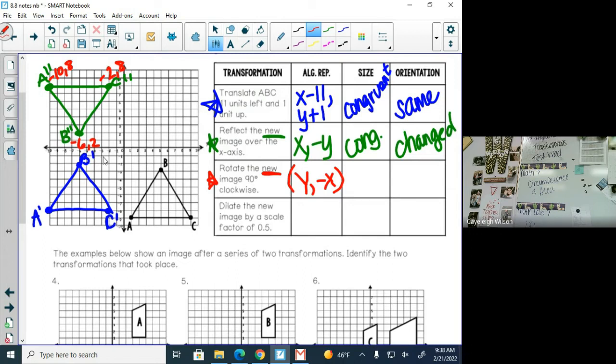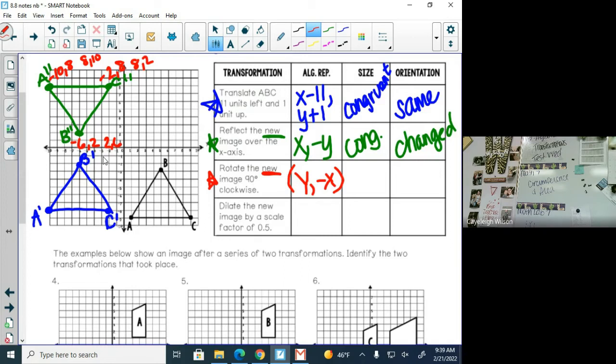So when I switch these, what would the new ordered pair be? 8, 10. This one would be 8, 2, because I'm switching them and the x is becoming opposite. And this one, 2, 6. So that'll help me graph my rotation. I just switched them and the x became positive.